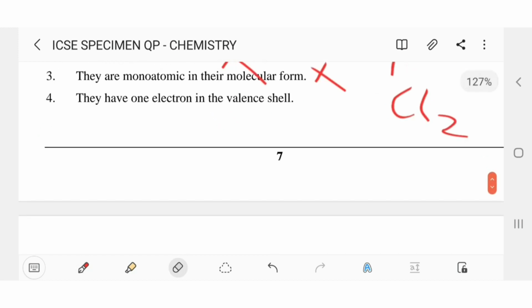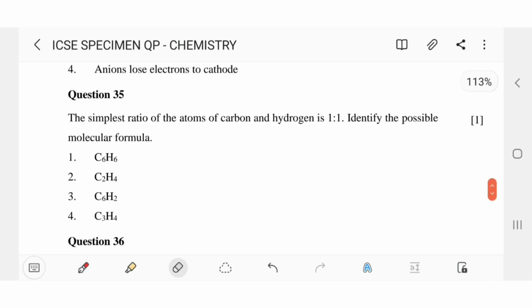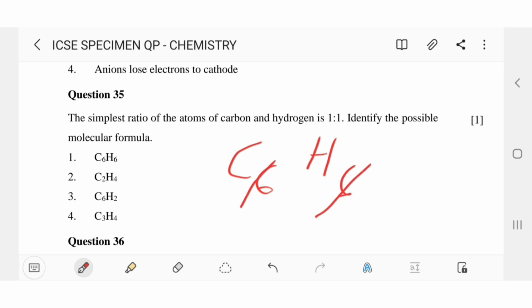Question 34. Cathode is a reducing electrode because cations gain electrons from the cathode and hence it is a reducing electrode. Question 35. The simplest ratio of the atoms of carbon and hydrogen is 1:1. Identify the possible molecular formula. So 1:1 means carbon and hydrogen. That first option, 6 and 6, they will cancel and give you 1:1.